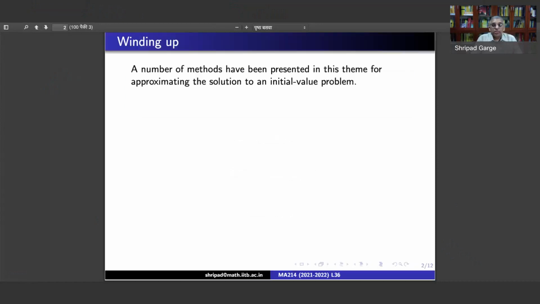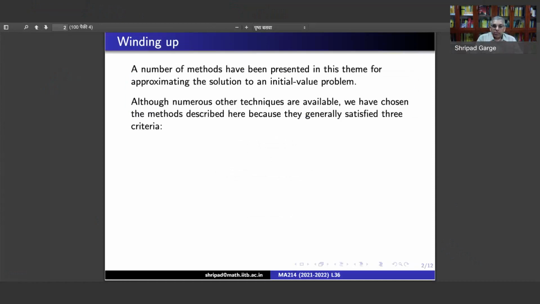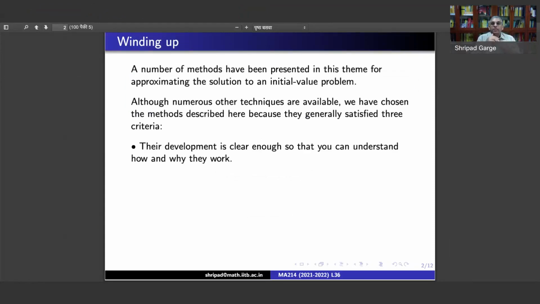So various methods have been presented so far in this theme for approximating the solution to an initial value problem. Although there are a number of techniques available, we have chosen very few methods. And the methods that have been chosen here have been chosen for some reasons. The reasons are that these methods typically satisfy three criteria. The very first criterion is that the development of these methods that we studied was clear enough so that it could be understood how these methods work and why these methods work. There was some natural way of looking at all these things.